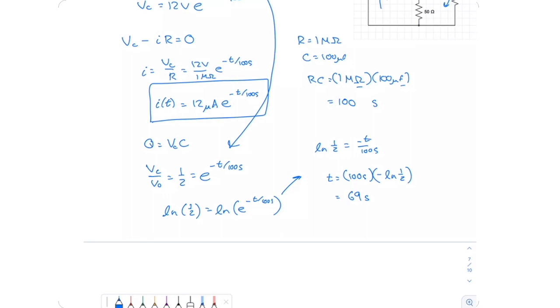Okay, so if we're trying to find the time it takes to get to some arbitrary fraction of its final value, we can't just use the RC time constant. That's only the time it takes to get to 1 over e of its final value. But for an arbitrary time, we have to go through and set up our expression, and we'll always have this natural log of some fraction that we have to type in.